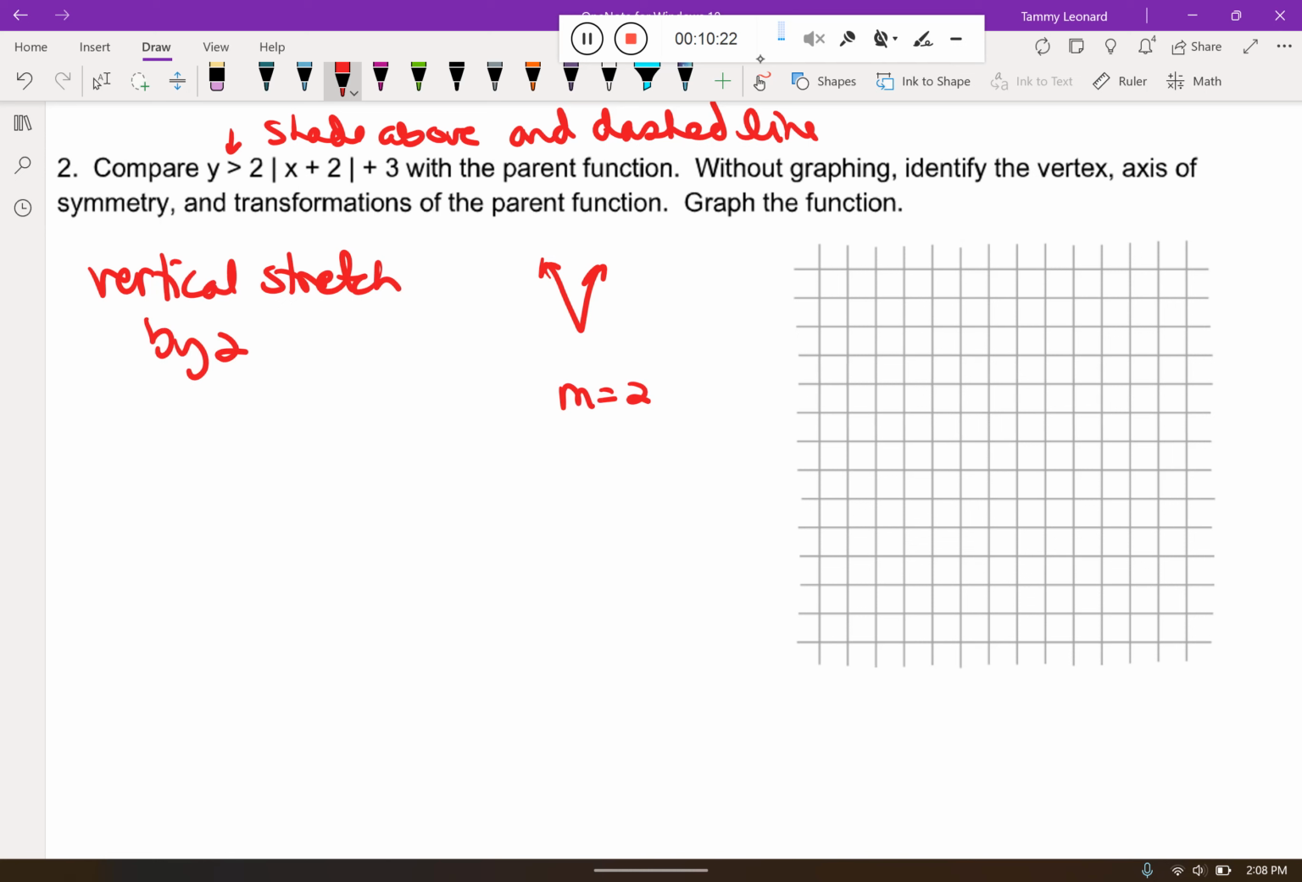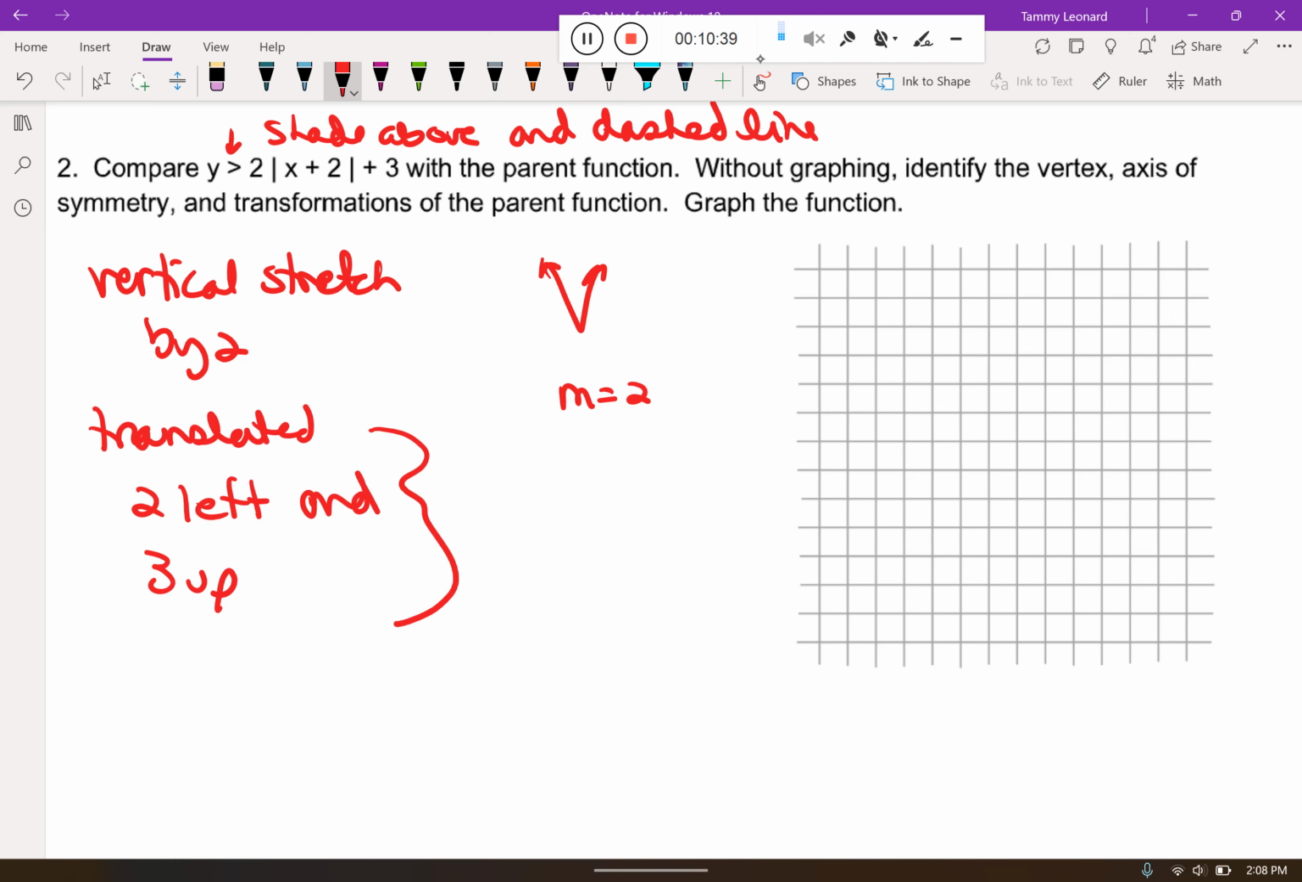Are there any of those? Yeah. So where is it translated? To the left. All right. Translated 2 left and 3 up. Everybody's cool with that? Could you also write in T sub? You could totally, instead of writing this, write T sub negative 2, 3. So if you like symbols instead of words, that is cool with me, as long as you use your symbols correctly. We're good? All right.